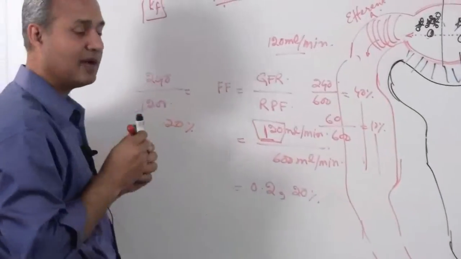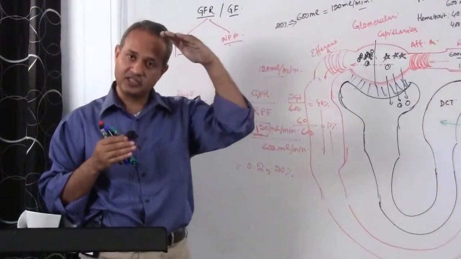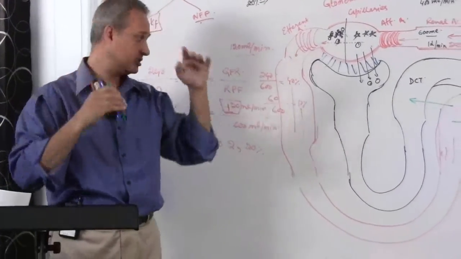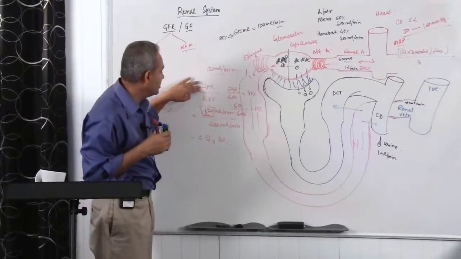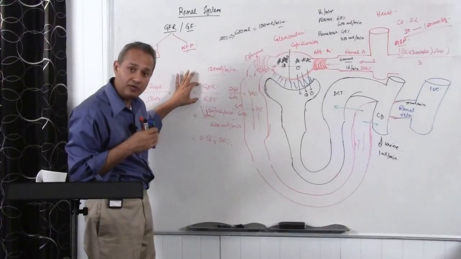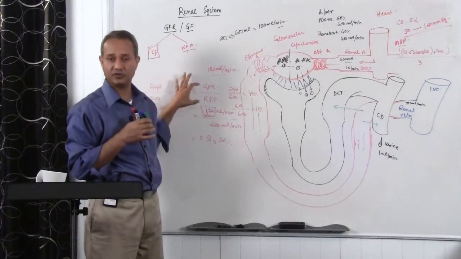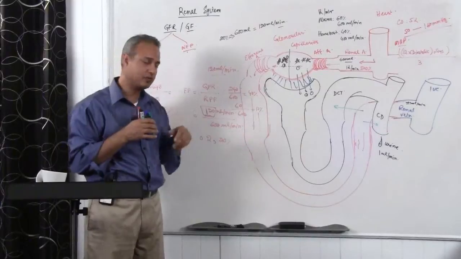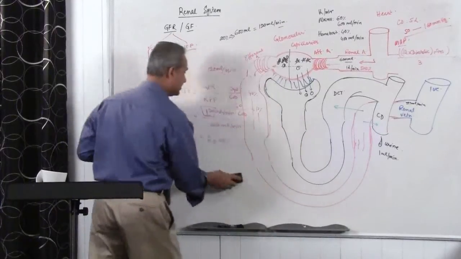20%. So remember this, if GFR and renal plasma flow, the numerator and denominator, both change equally up or down, then the filtration fraction is not going to change. That's a very important concept to remember, because that is how the GFR will be affected.